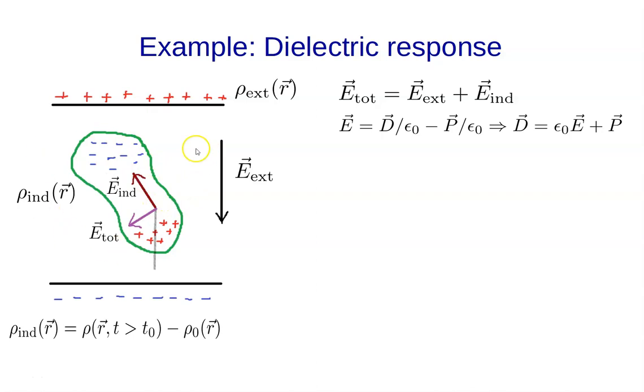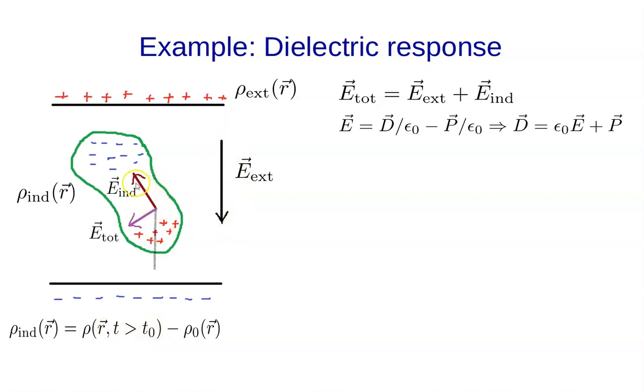So, after a while, after the transients, say that this was turned on at minus infinity, you get to this situation. All right, so what's the electrodynamics here, or electrostatics here? You have this induced charge density, which is the difference between the charge density in equilibrium, where everything was uniform, and the charge density at t larger than t0 when you apply this external electric field.